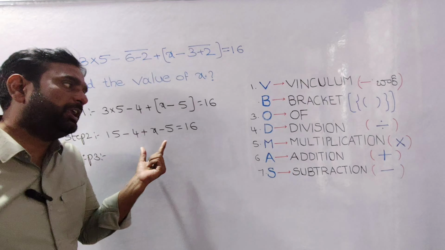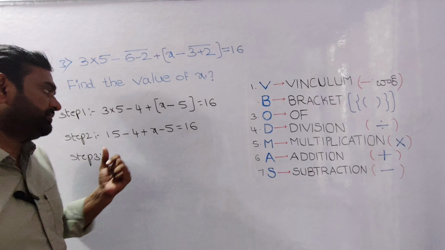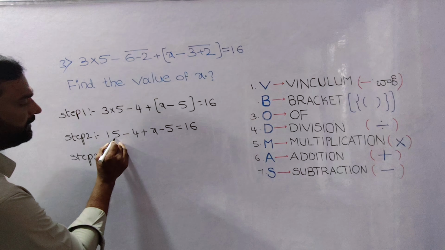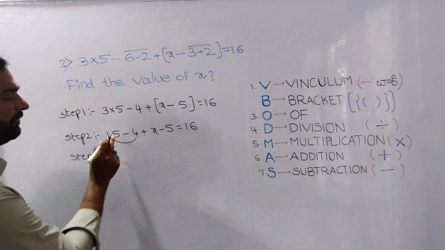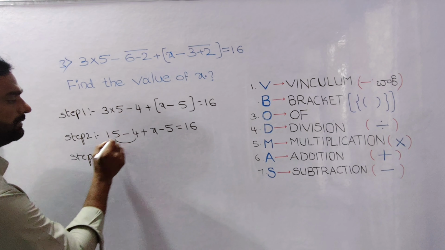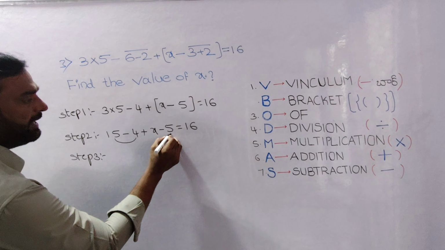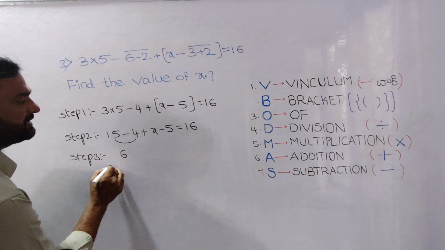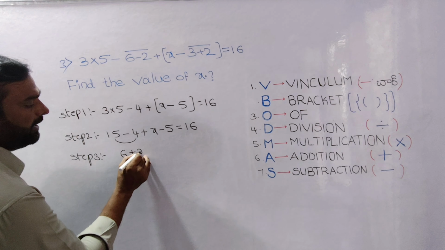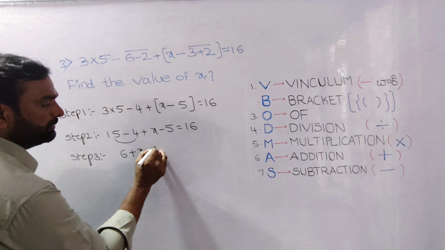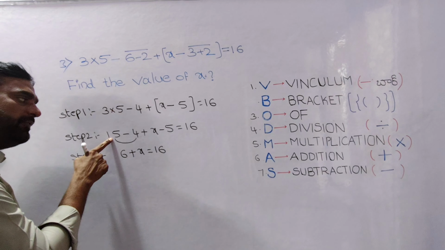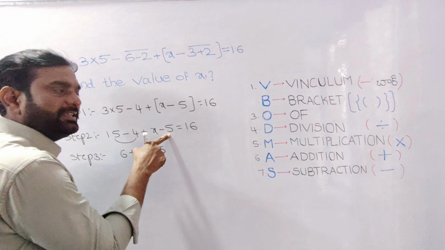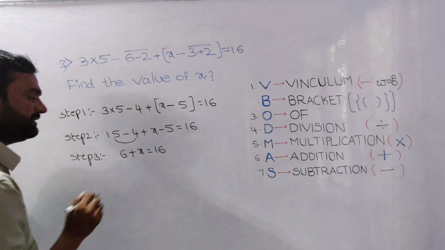in this we don't have multiplication and division, only we have the subtraction and addition. So 15 minus 4 is 11, 11 minus 5 is 6. So write down 6 plus of x is equal to 16. Listen again, 15 minus 4, that is 11, 11 minus 5 is 6, 6 plus x equal to 16.